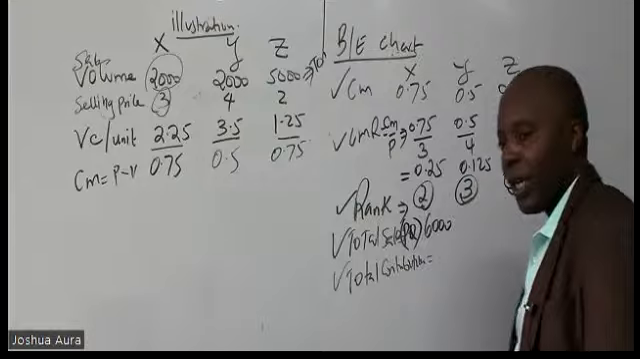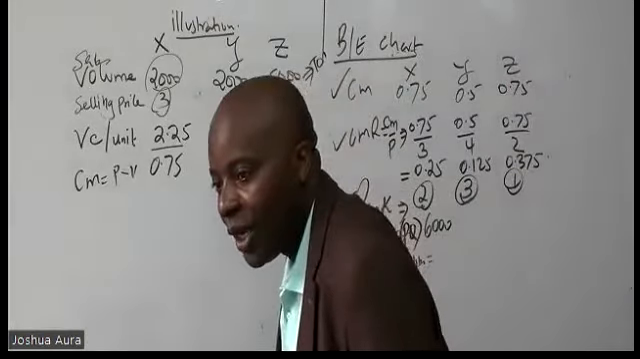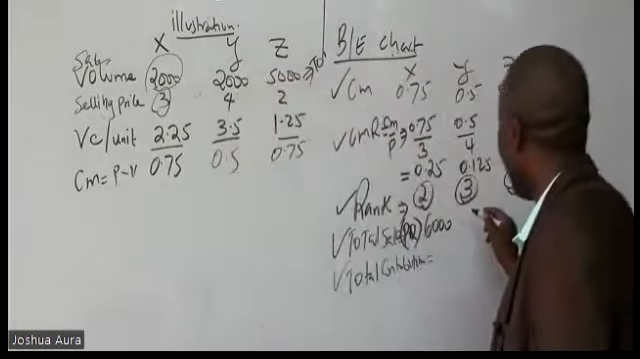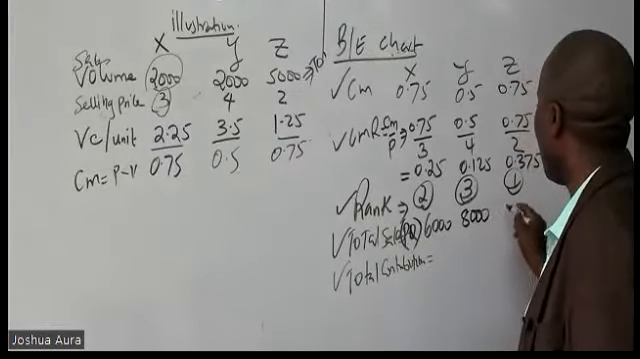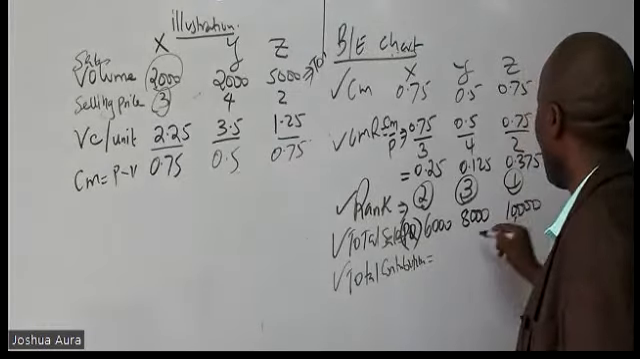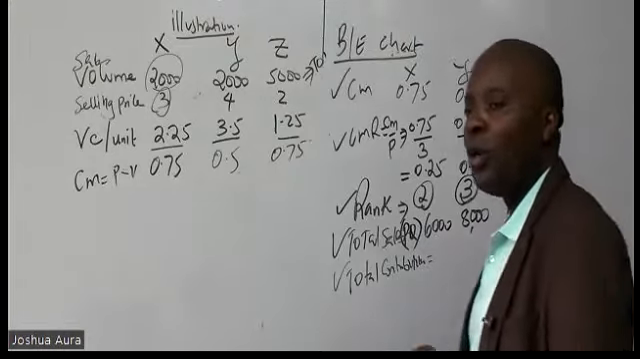How about the second one? I can see the figures here. We have 8,000 versus 10,000. Great.